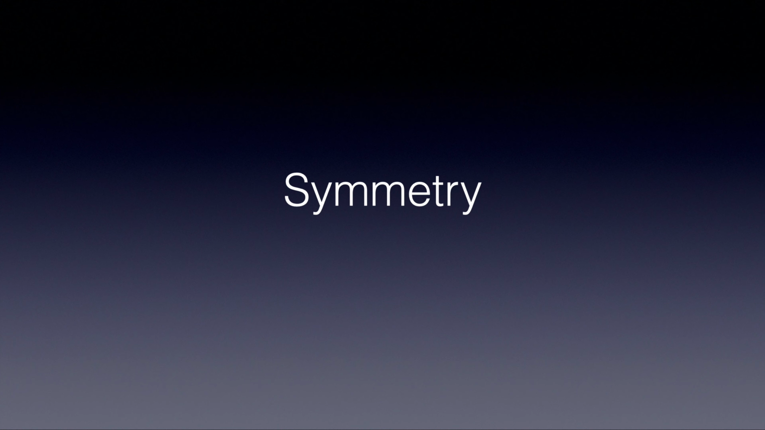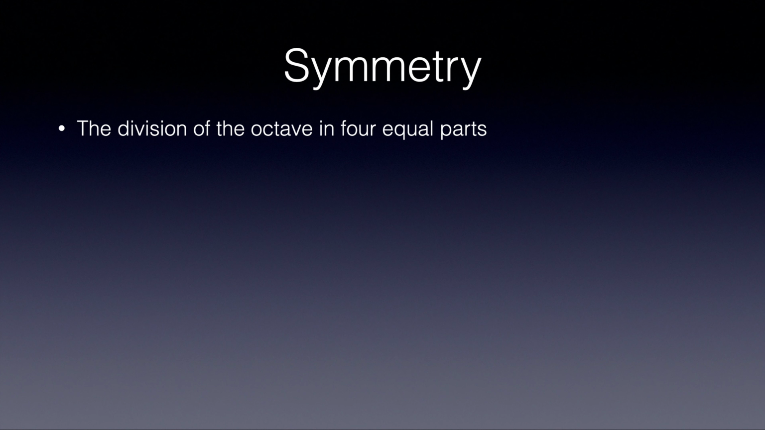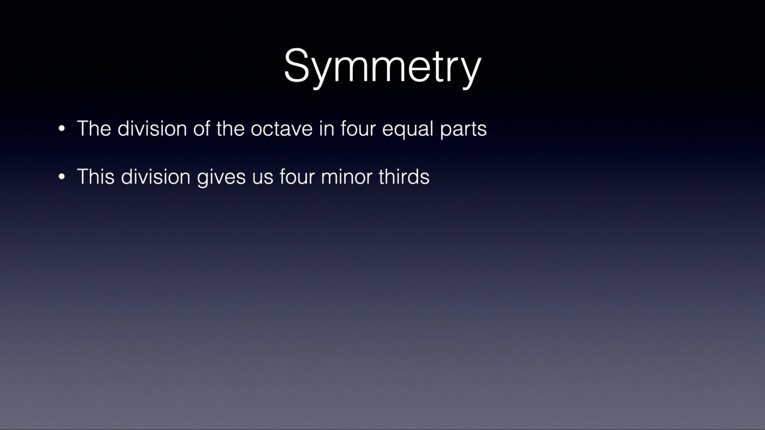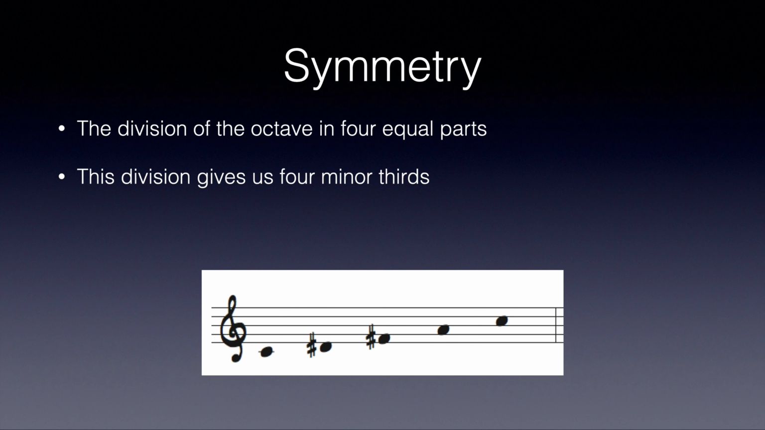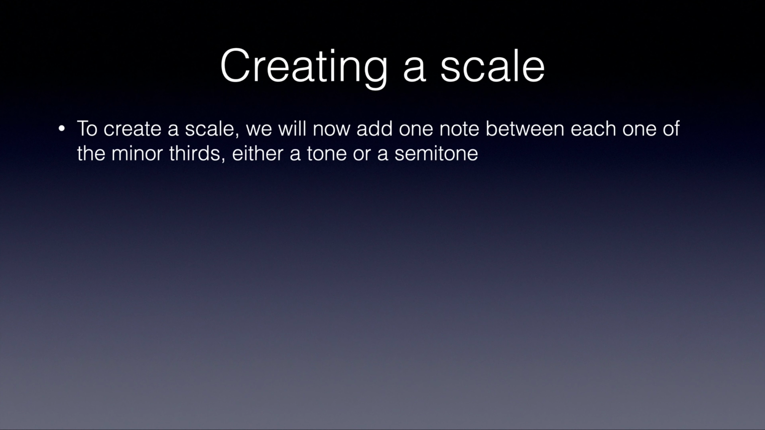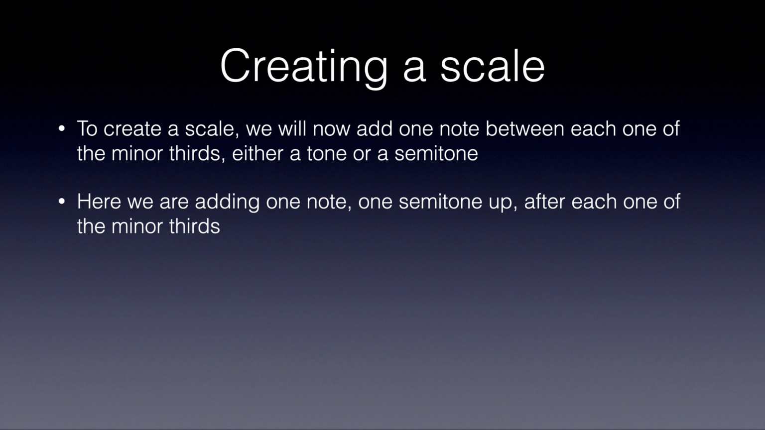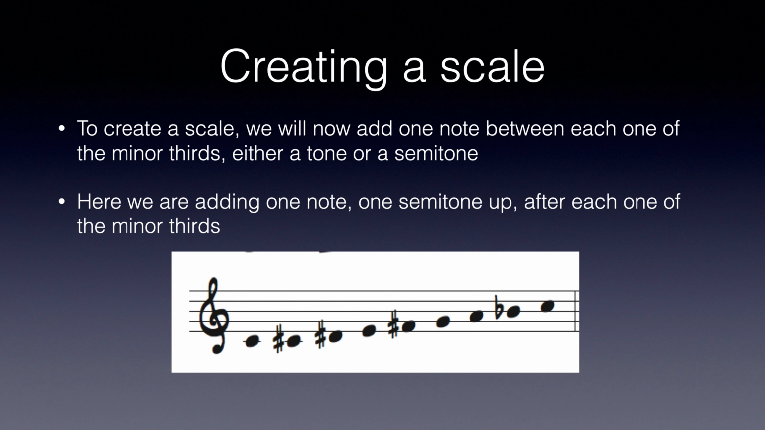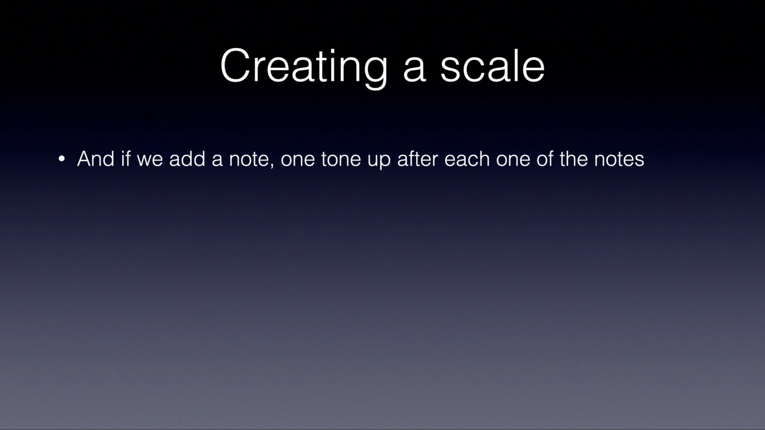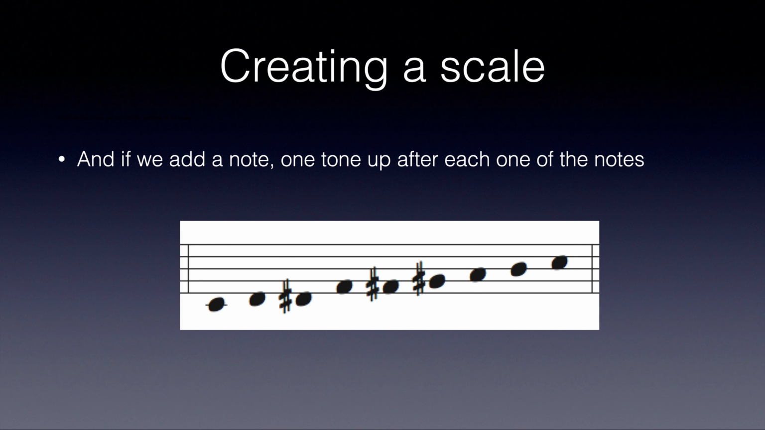We can find the scale by dividing the octave in four equal parts. This division will give us four minor thirds. From this division, we can create a scale. To create a scale, we will now add one note between each one of the minor thirds. We can either add a tone or a semitone. Here we are adding one note, one semitone up, after each one of the minor thirds. If instead we add a note, one tone up, after each one of the notes, we have this scale.